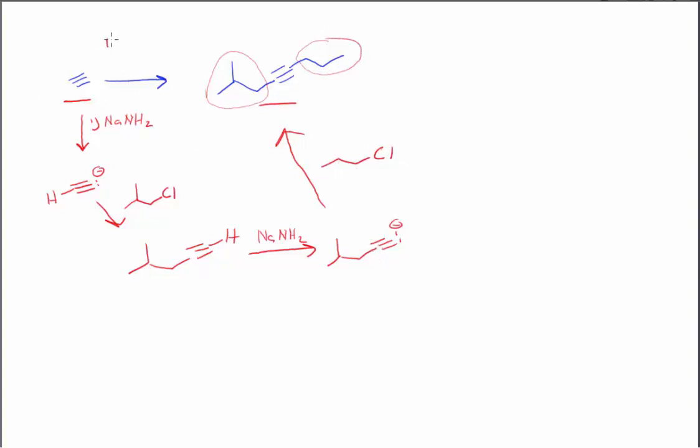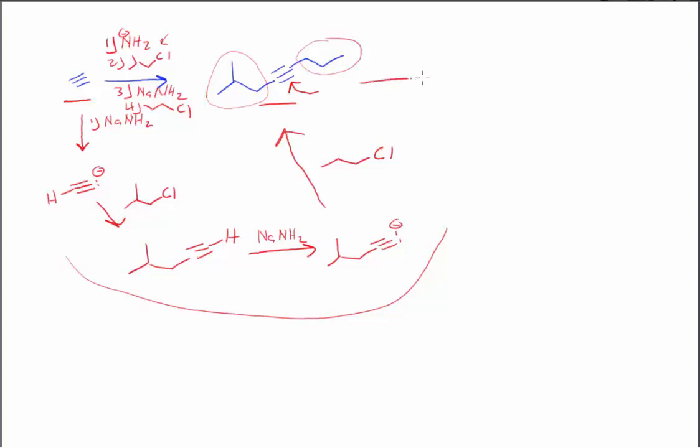We could list all of this over the arrow if we want to. 1, NaNH2, 2, isobutyl chloride, 3, NaNH2, and 4, propyl chloride. I said this was isopropyl chloride earlier, I misspoke. So you can list 4 steps right over the arrow, and that could be how you answer the question, but certainly you're welcome to draw it all out like that. And now, of course, we have a more interesting alkyne. We could do some chemistry on that alkyne if we desired to go further in a synthetic sequence.